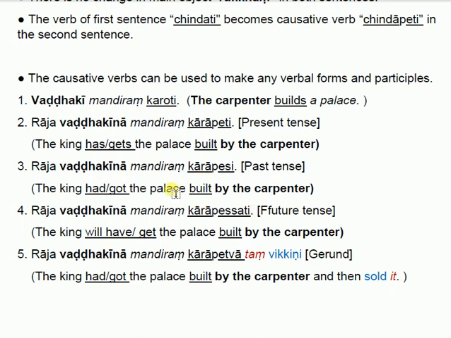Right. And number 4, Raja Vaddakina mandirang karapesati. Here future tense. The king will have or will get the palace built by the carpenter. Raja, the king. Vaddakina or Vaddaking, by the carpenter. Mandirang, the palace. Karapesati, will have or will get built. And number 5 here.